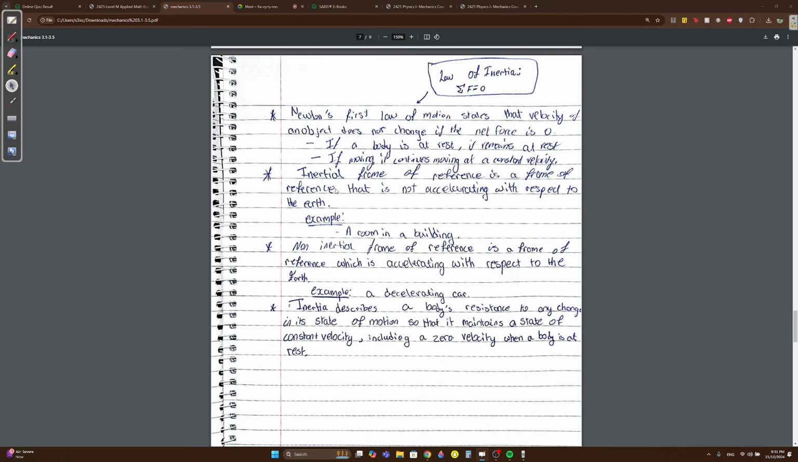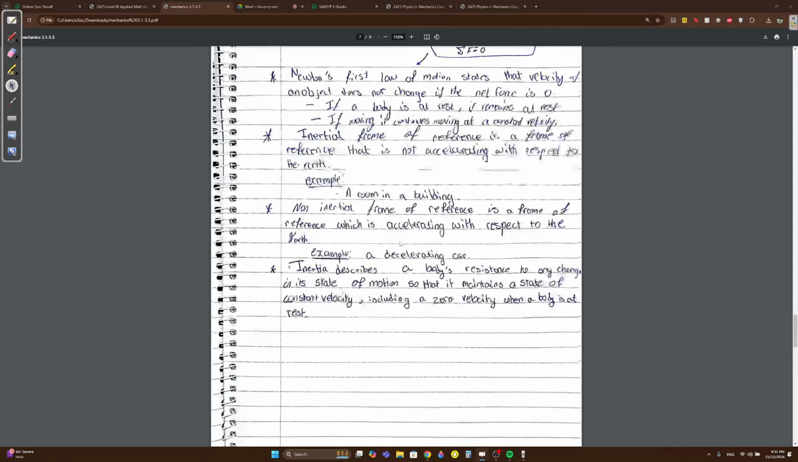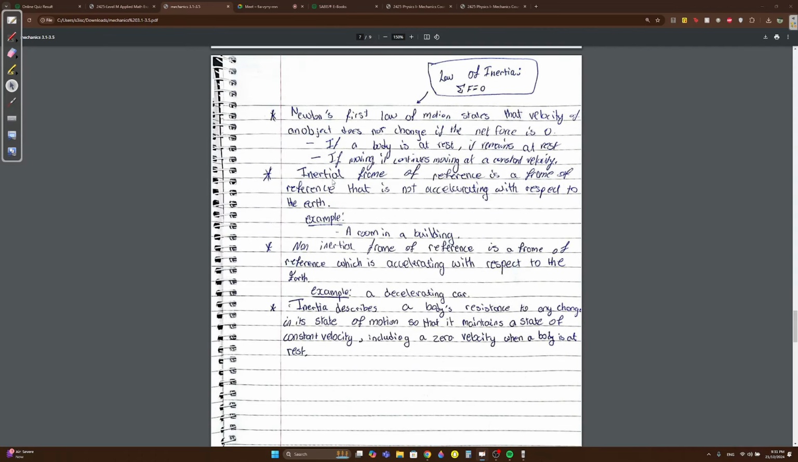Inertial frame of reference is important because they ask a lot of questions about this. An inertial frame of reference is a frame that is not accelerating with respect to Earth. It can be inertial or non-inertial. For example, a room in a building is not accelerating with respect to Earth. It's not moving, it's just there. A non-inertial frame of reference is a frame that is accelerating with respect to Earth. Think about it: inertia, staying still. Non-inertial is not staying still. Because the law of inertia states that objects keep their state of motion.